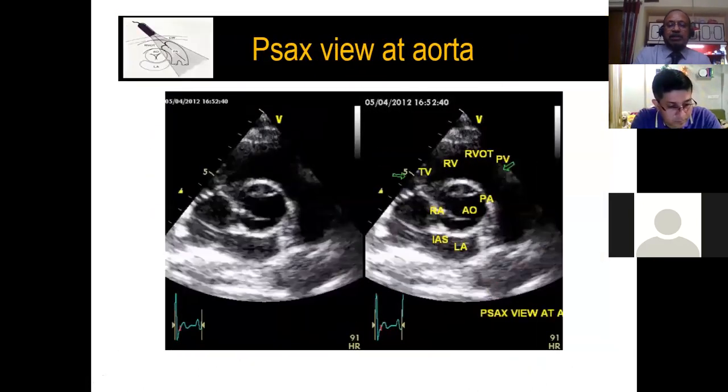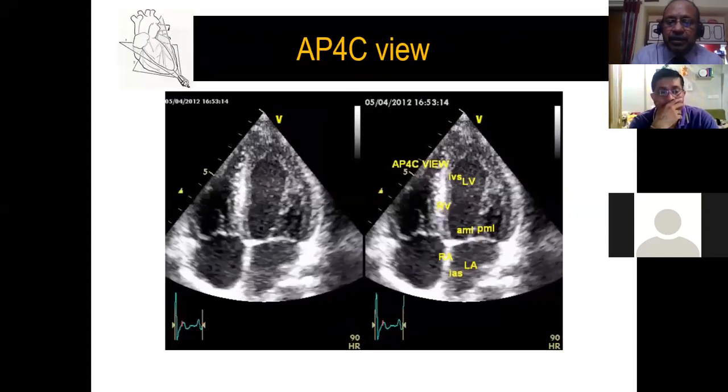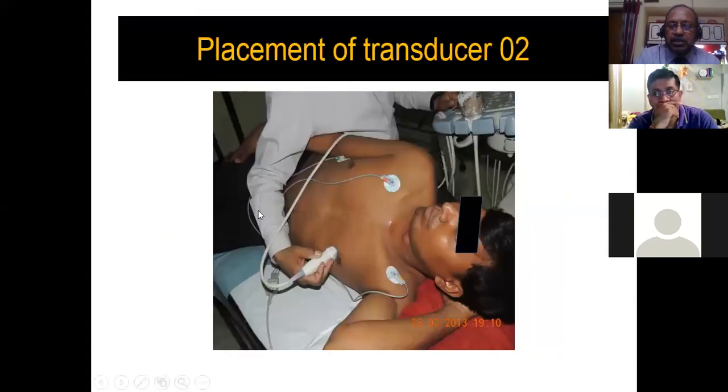Once we go to apical 4-chamber view, where do we put the transducer? We put the transducer in the fifth intercostal space, from the third intercostal space. Index marker from 11 o'clock position, we rotate it to 90 degrees. That goes to 2 o'clock position. So the index marker will remain at 2 o'clock position, but the position will change from left third intercostal space to left fifth intercostal space in the anterior axillary line.